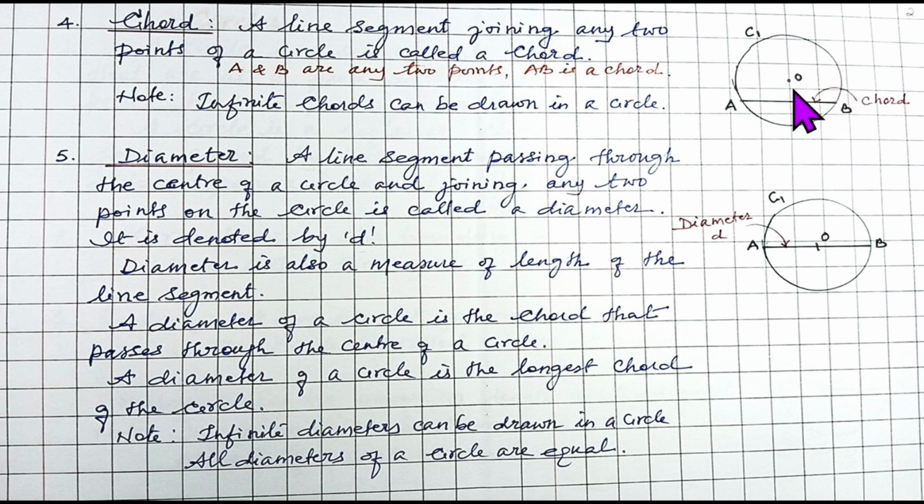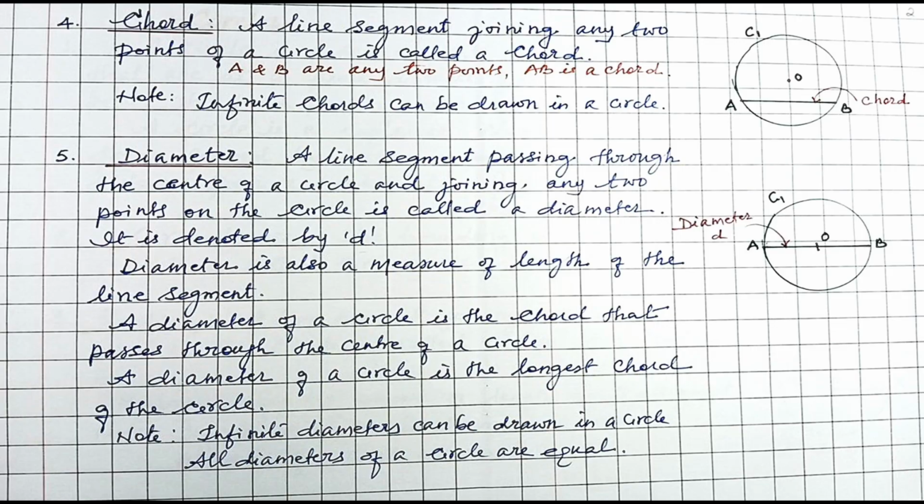Infinite chords can be drawn in a circle. A diameter is also a chord. Rather, a diameter is the longest chord. A chord which passes through the center of the circle is known as diameter, or the longest chord of a circle is known as diameter. Infinite diameters can be drawn as infinite chords can be drawn in a circle. So remember, diameter is the longest chord, or a chord that passes through the center of the circle is known as diameter, and that is what is about a chord.